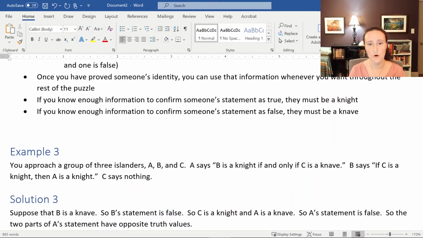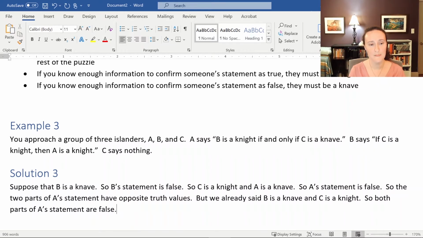And then if you know the truth value of one of them, that means you can figure out the truth value of the other. So do we know the truth value of part of A's statement? Let's see. Well, actually, yes, because we already said what B and what C are. We said B is a knave and C is a knight. So actually, we already found that both parts of A's statement are false. But that would make A's statement true. This is a contradiction, right?